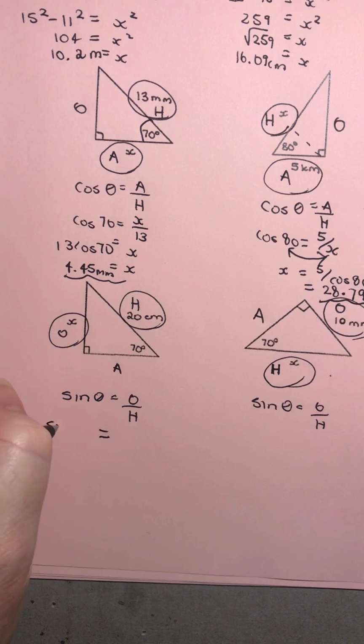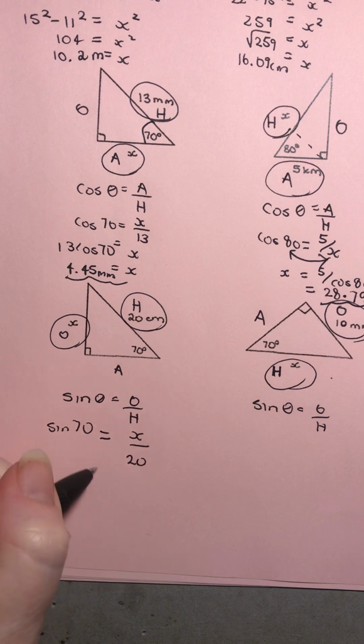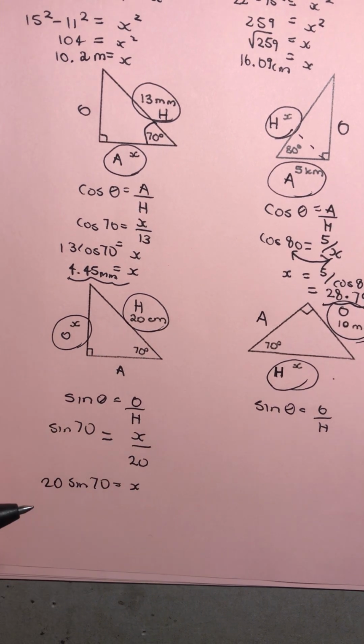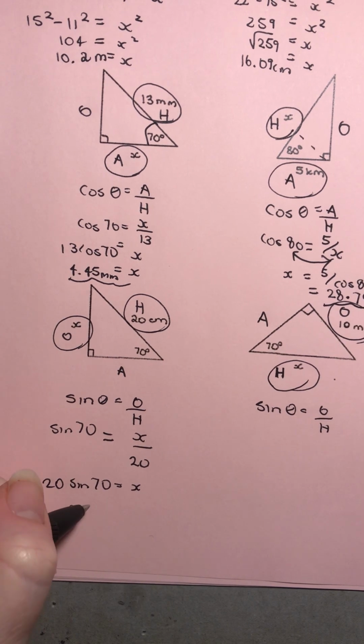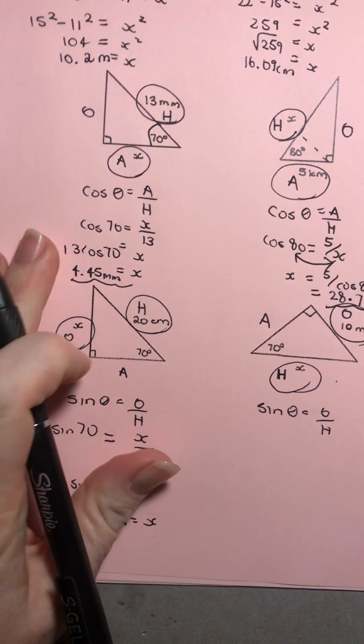This last row is just matching with the ones above, so the same process, just different ratio. So here we've got sine of 70 is x over 20, so our number is on the bottom, so we will multiply. So I've got 20 sine 70 is equal to 18.79, and that is centimetres.